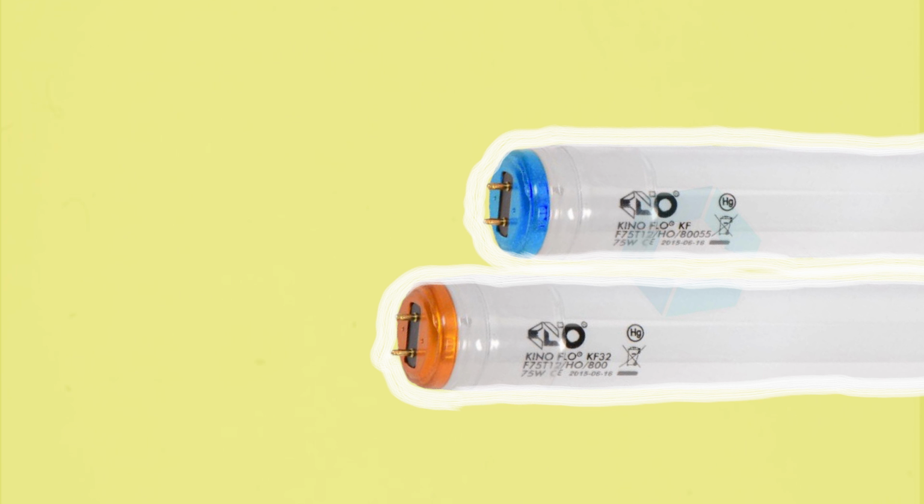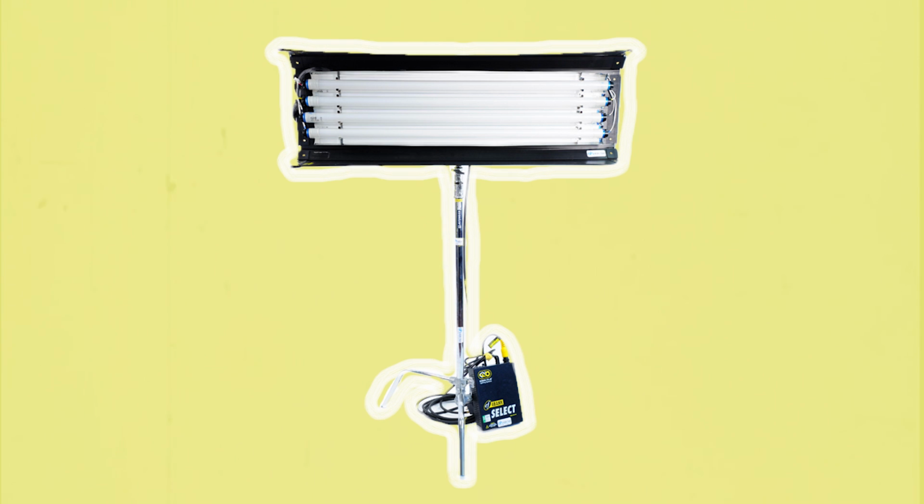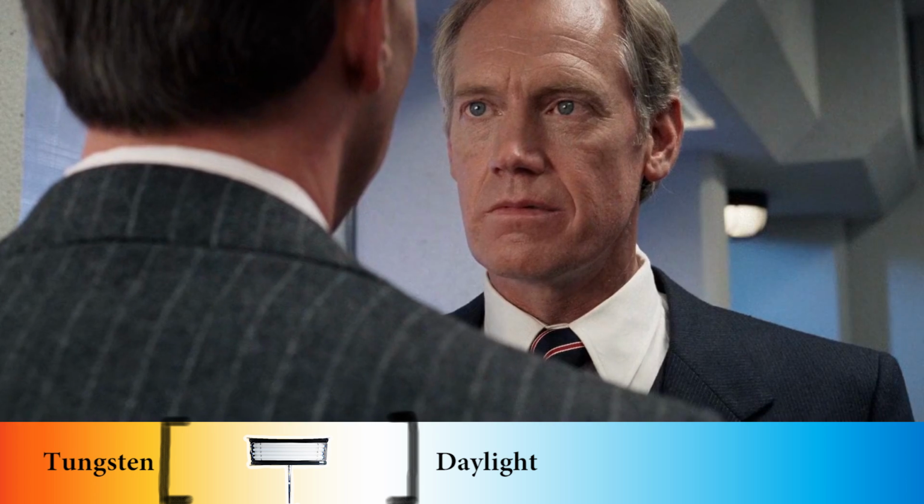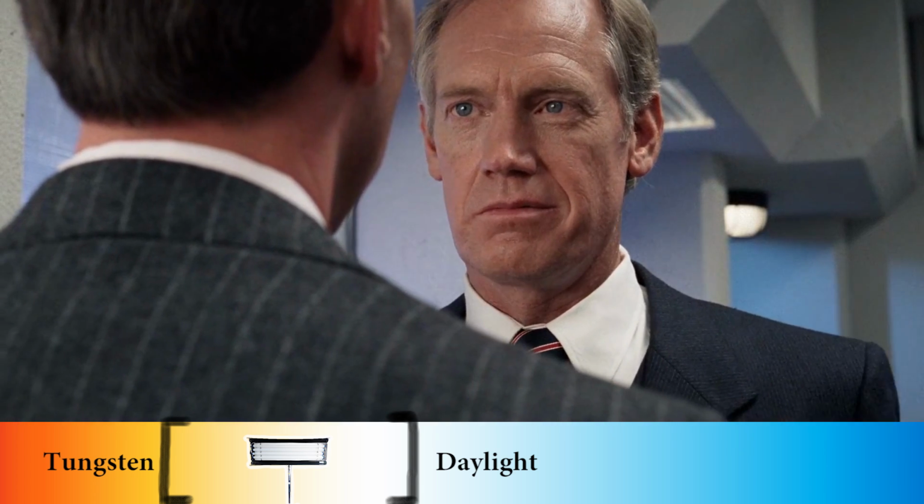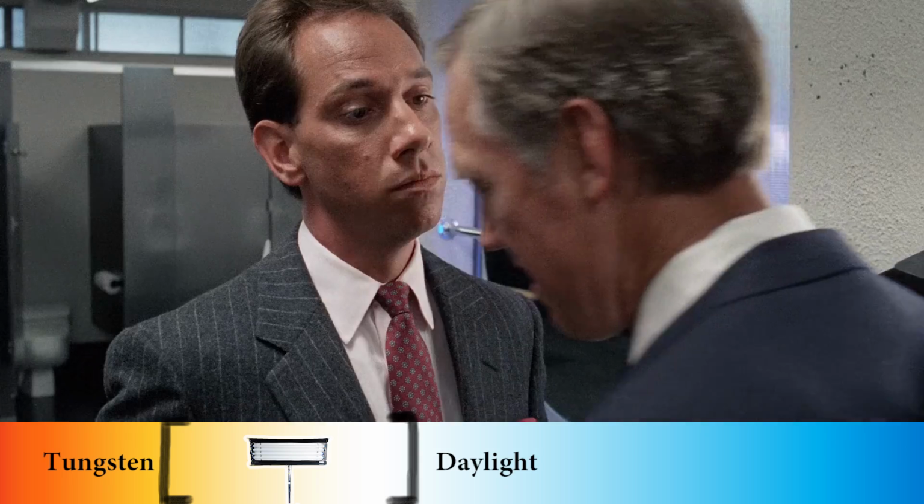They can come in either daylight or tungsten color temperatures. When using multiple tubes, there's also the option to salt and pepper them, using one daylight, one tungsten, one daylight, one tungsten. This results in an overall color temperature somewhere in the middle of daylight and tungsten.